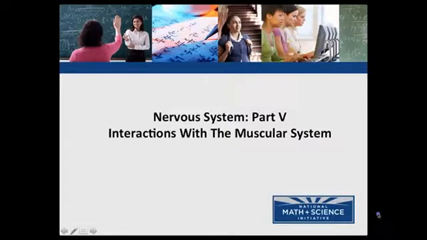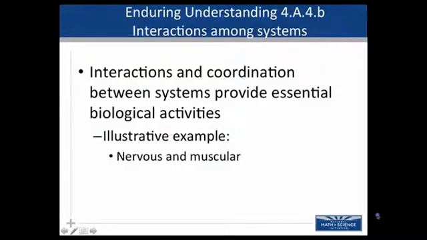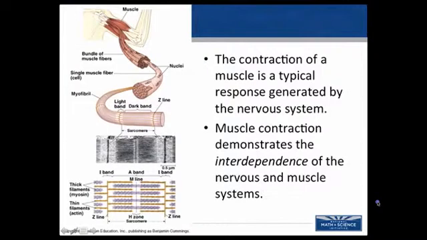Welcome to part 5 of the nervous system. Today we will explore the interactions with the muscular system. Our enduring understanding is 4A, 4B, interactions among systems. We'll see interactions and coordination between systems provide essential biological activities. The illustrative example we're going to use is the nervous and muscular system interactions.